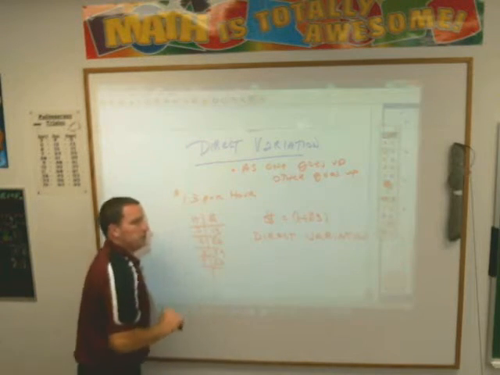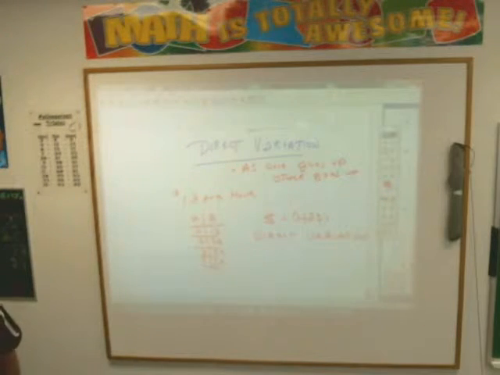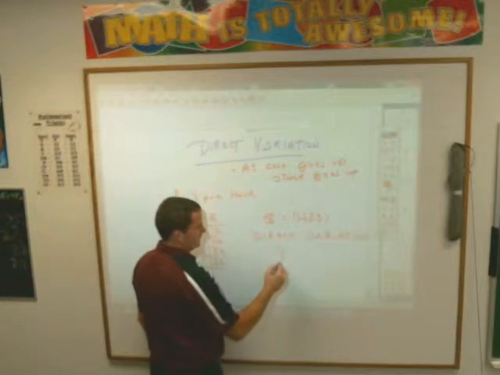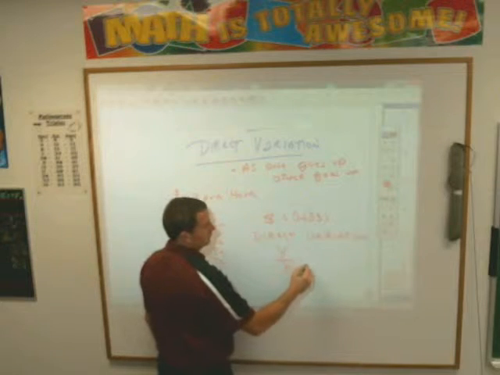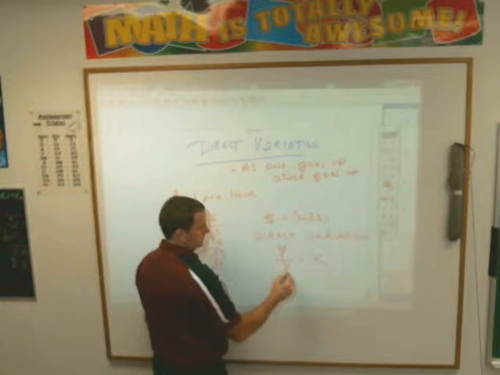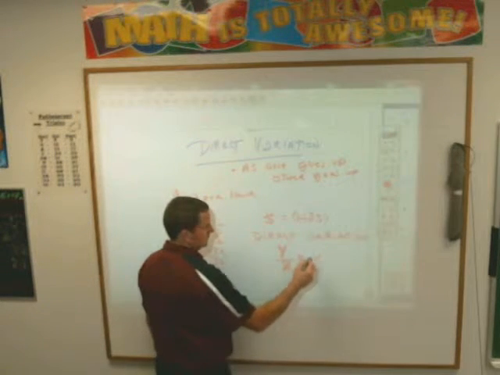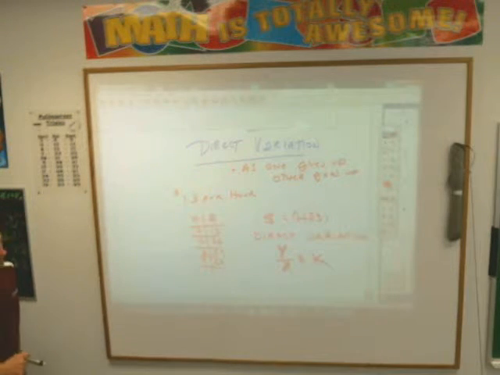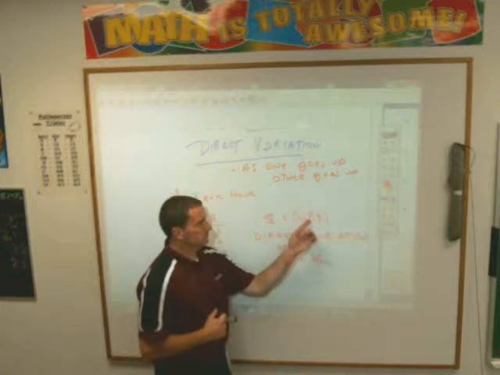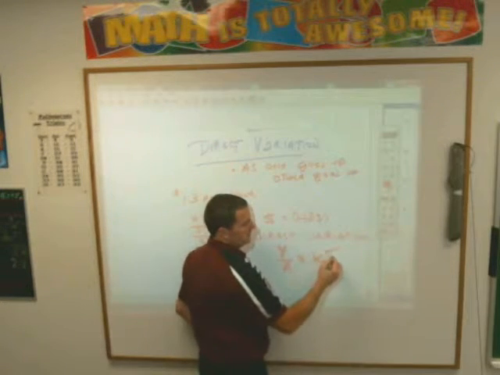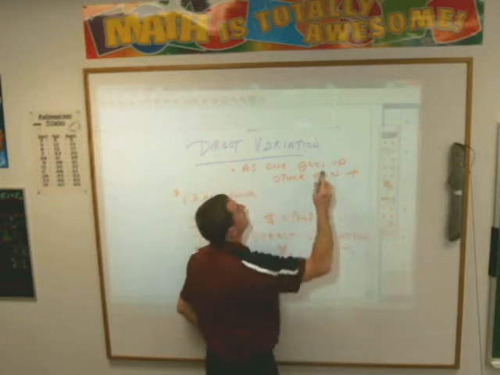The direct variation equation is this, that y divided by x equals k. Y divided by x equals k. Okay. Over here, our constant, the number that didn't change, which is what the letter k is. Letter k is the constant of variation.